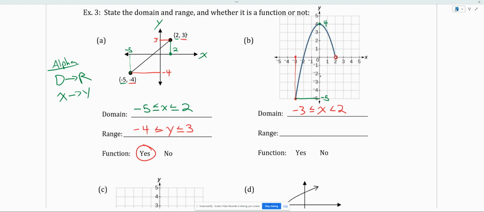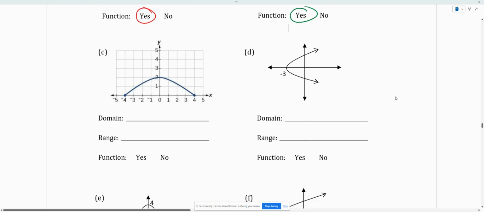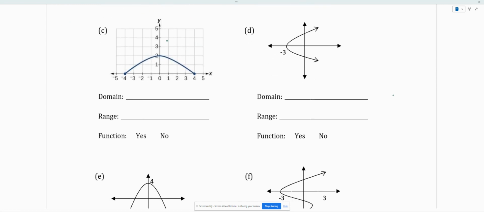So we have +4 up there. So we have -5, closed circle. So we have less than or equal to. My y is less than or equal to 4 because it goes right to the top there. Again, it passes the vertical line test, so it is a function. Okay, a few more examples, we'll be done.